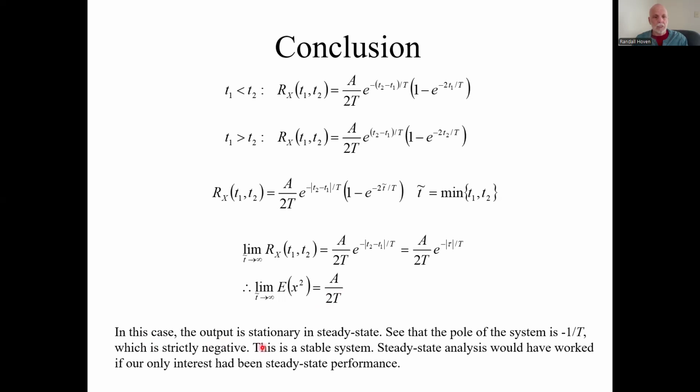Well, let's see. In this case, the output is stationary in steady state. See that the pole is -1/T, which is strictly in the left half plane. So this is a stable system, and you do get a steady state constant as an answer. So if your only interest was in steady state, you could have found the answer using steady state analysis, stationary analysis.